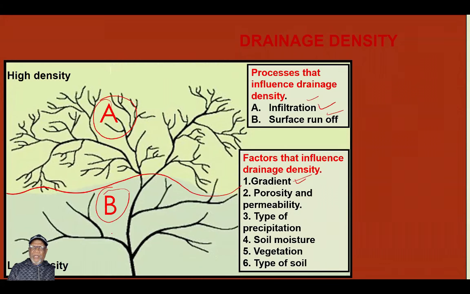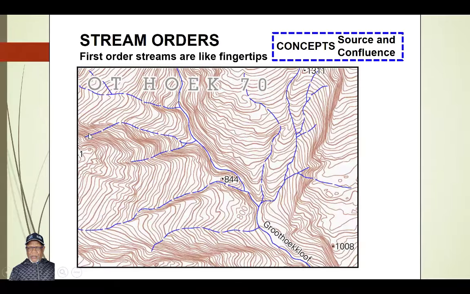Now, permeable means that the soil is allowing for water to infiltrate and therefore resulting in low density. That is why we have fewer streams. But at A, it means the soil is less permeable and therefore more surface runoff and less infiltration.